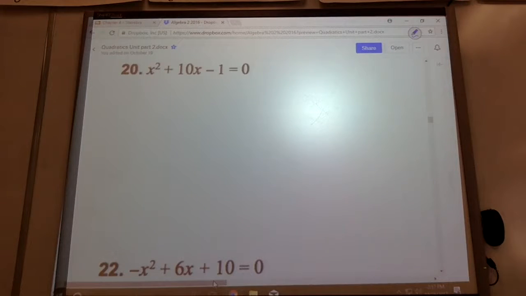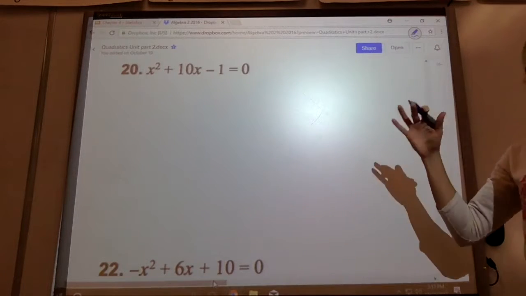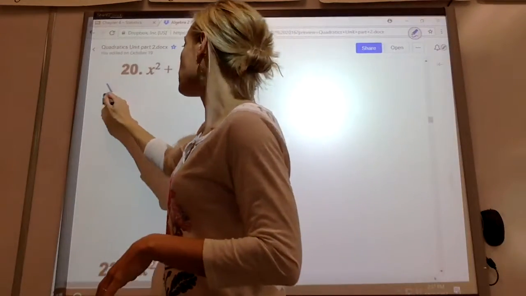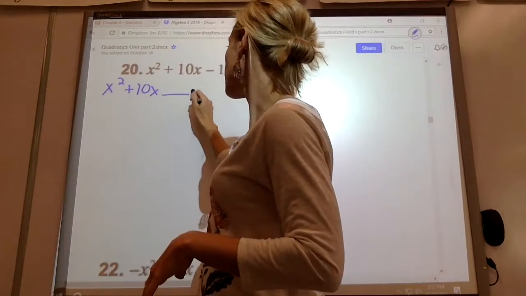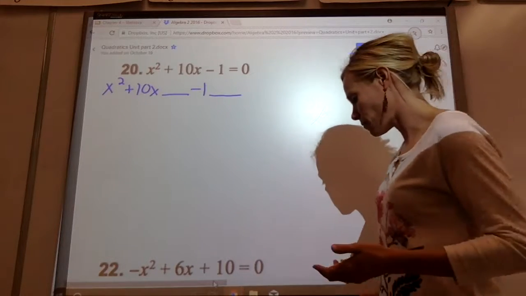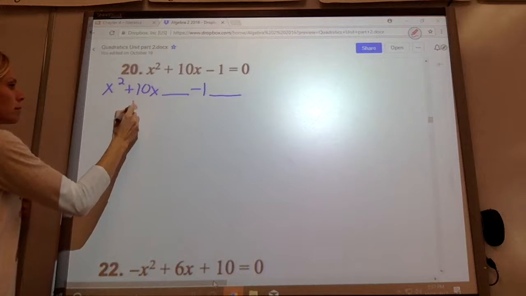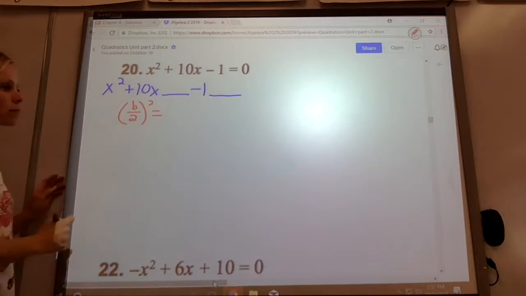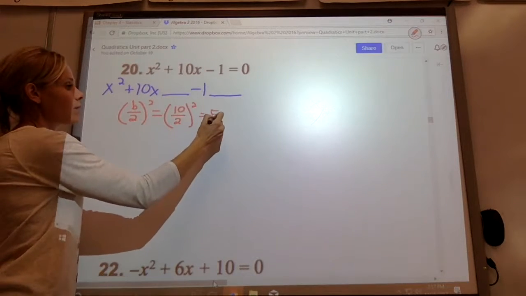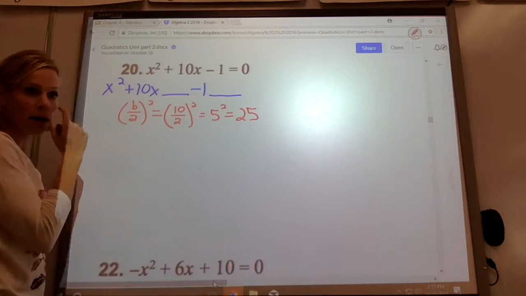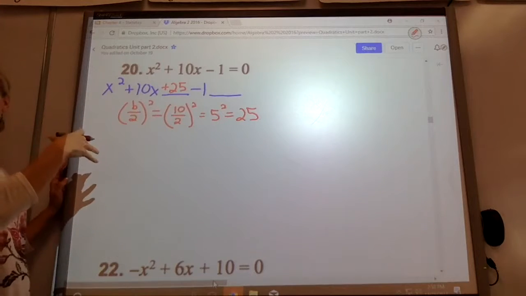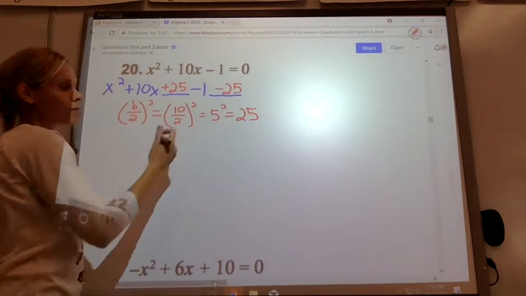Okay, so let's follow the steps. All my terms are on one side. A is 1, right? So I'm at this step. Put in the spaces behind my B term and C term. So x squared plus 10x, space, minus 1, space. What goes in the space? What's my formula? B over 2 squared, right? Which is 10 divided by 2 squared, which is 5 squared, which is 25. So I'm going to add 25 here, but if I add it in, I have to subtract it out.